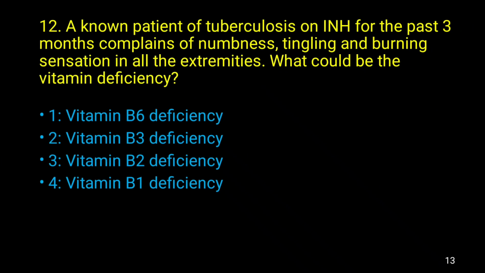Now another MCQ, the last MCQ of this series: a known patient of tuberculosis on INH for the past 3 months. INH, that is isoniazid, is one drug which is given in a patient of tuberculosis, given for the last 3 months. The patient complains of numbness, tingling and burning sensation in all the extremities. What could be the vitamin deficiency?